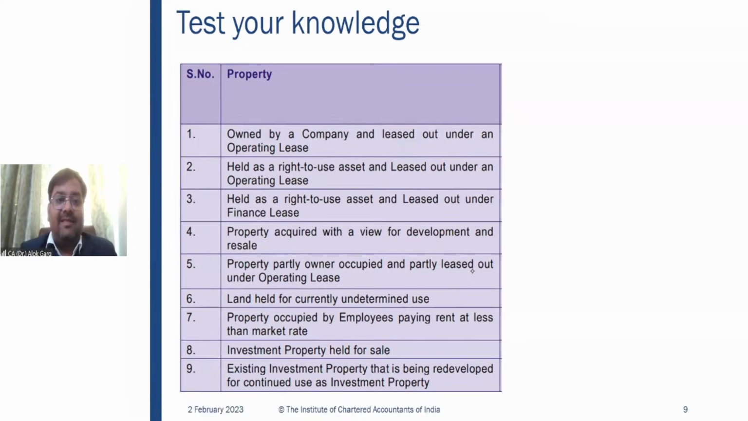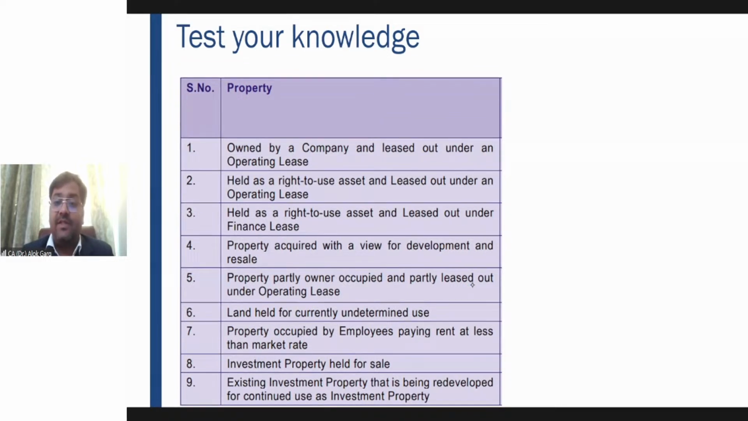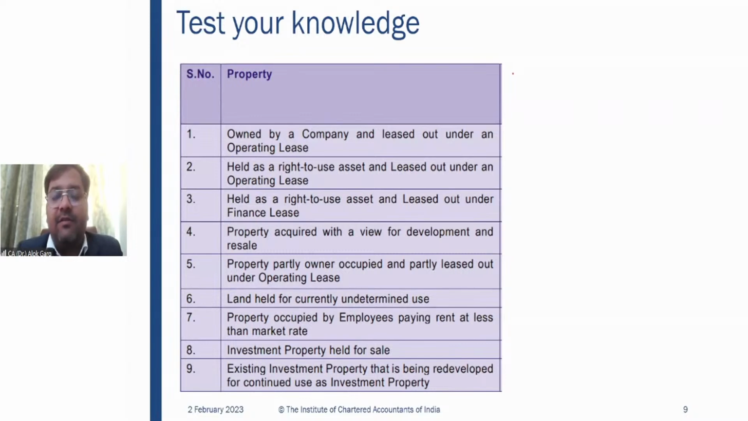Guys, this is something which I have extracted from the study material. Tell me two things. These are some examples, and you have to tell me whether it is an investment property or not. Second, if it is not an investment property, which standard will cover it: is it Ind AS 2, Ind AS 16, Ind AS 105, or Ind AS 40? First, you have to tell me whether it meets the definition of investment property.